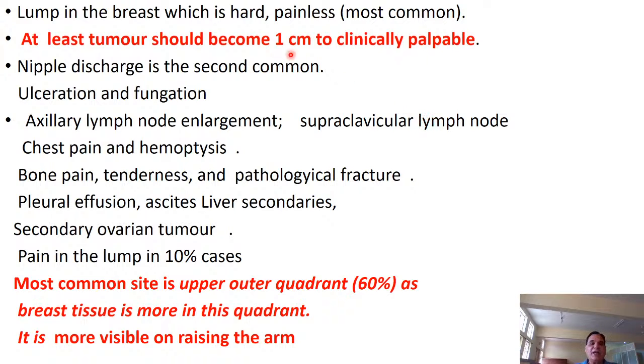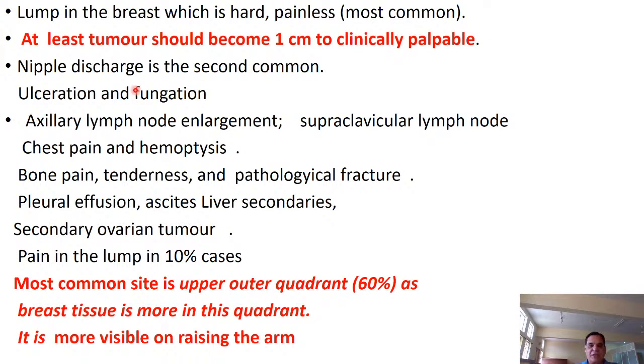So other symptoms are a lump in the breast, hard, painless, and never forget, at least the tumor should become 1 centimeter to become clinically palpable. Okay. So if 1 centimeter, it is palpable; if it is not palpable, you have to investigate. And investigations are many.